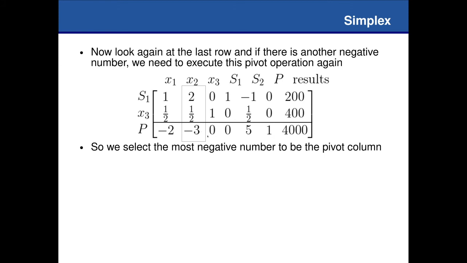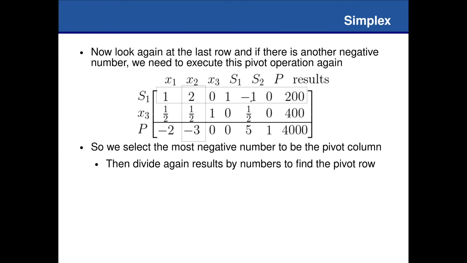But you have a negative over here, so this is the column related to my pivot element. Next, I need to divide 200 by 2, and 400 by half. Of course, the smallest value will be related to my selected row. In this case, of course, it will be the first row. So going to the next step, of course, it's the first row.